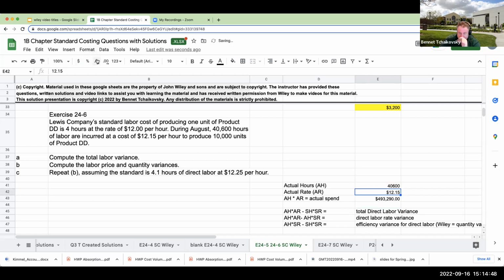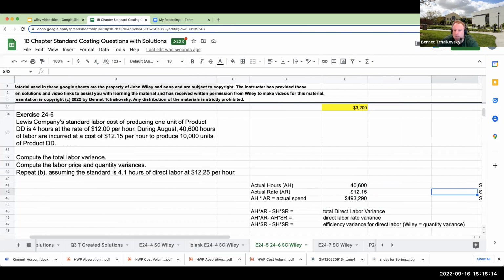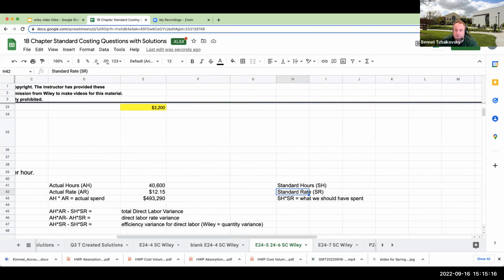So the actual amount I spent on my direct labor is roughly about $493,000. Okay, so this is where that number is coming from. It was right over here during August. 40,600 hours of labor are incurred at a cost of $12.15 per hour to produce 10,000 units. That's what I actually spent.